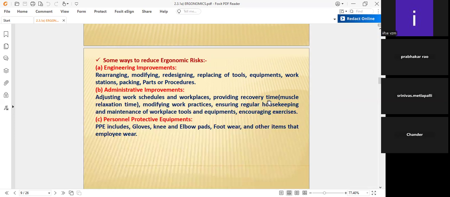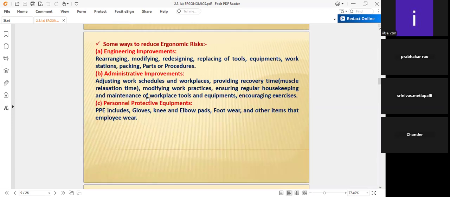Providing recovery time. That means they have to give some relaxation time. Normally, the Kalasi people are given rest, and the fitters also. The fitters allow the Kalasis to rest because they carry heavy objects all the time. That's why they need recovery time. They have to be given relaxation time so that muscular relaxation also happens. These are the administrative controls where the management can provide for the employees very neatly and easily.